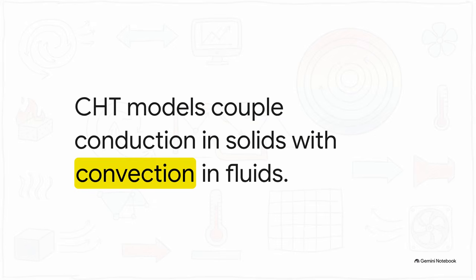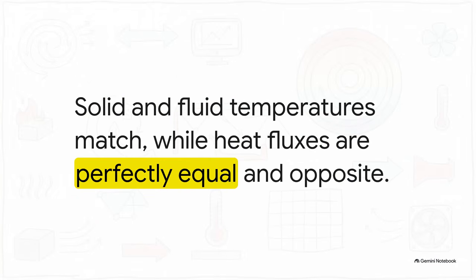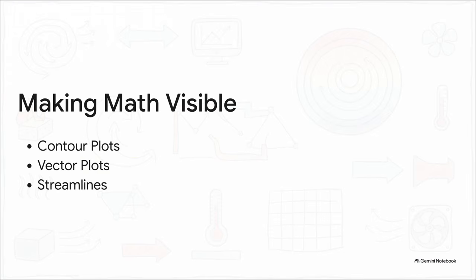Let's take it further. Conjugate heat transfer mathematically tracks energy moving straight from a solid server right into fluid. At a microscopic level, CFD mathematically couples the actual physical boundary of the server directly with surrounding fluid. Right at this interface, temperatures match perfectly, and the heat fluxes are exactly equal and opposite. It's pretty wild. So how do we actually visualize all this math?